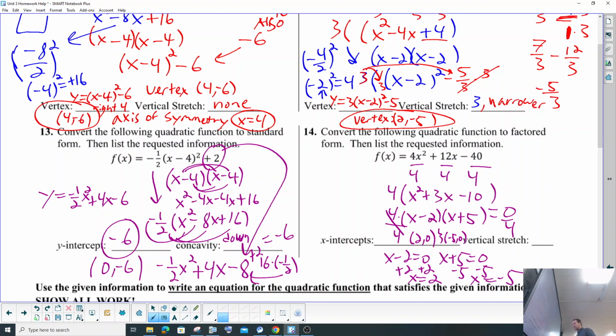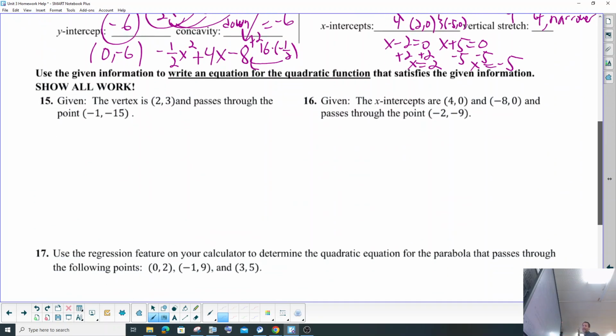Nice. Is there a vertical stretch? Yeah, there is. There's a 4 in front. So we have a vertical stretch, which makes it narrower, right? Remember, a fraction makes it wider, and a bigger number in front makes it narrower. Okay, good job.